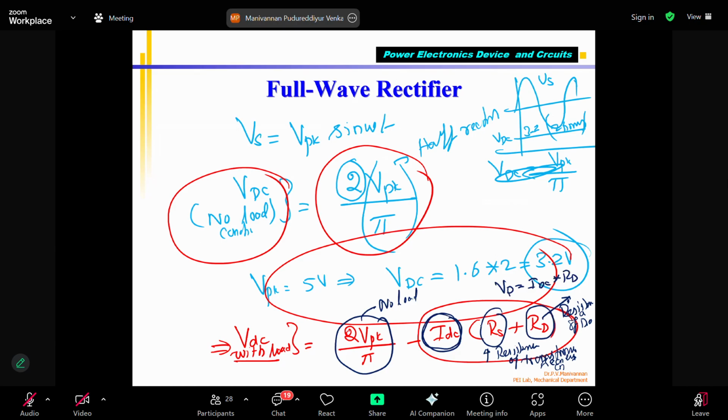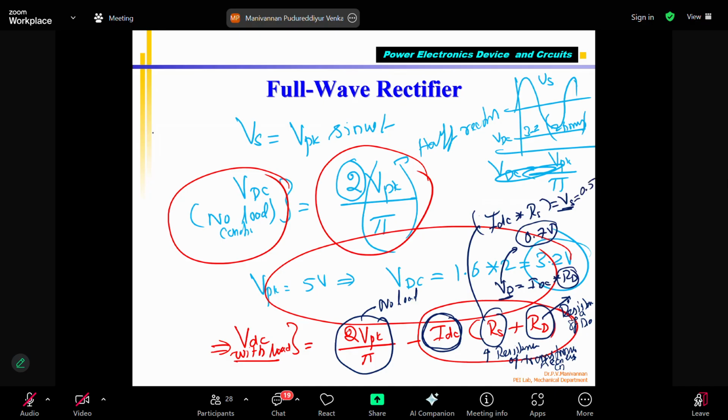And what is the voltage across this resistance? IDC multiplied by the secondary coil resistance. This will give VS, the voltage drop across the coil. This gives the voltage drop across the diode. And we know that when the diode is conducting, it is 0.7 volts. Even if you don't know the resistance and the current flowing, you can say that the diode is conducting, so 0.7 volts will be dropped across this. And if you know the current and RS, for example, this voltage is equal to 0.5 volts.